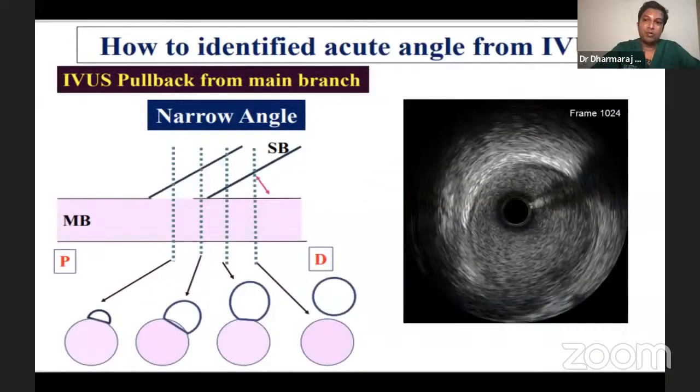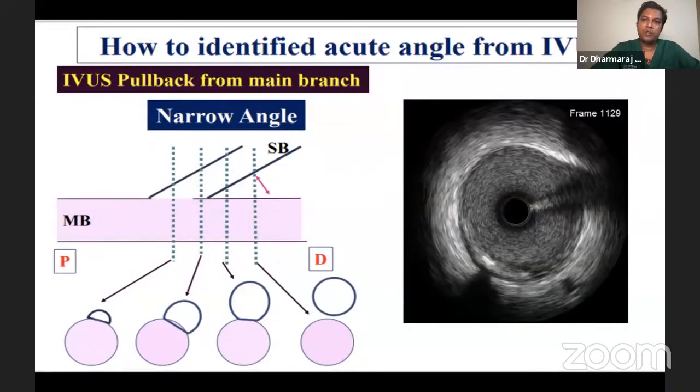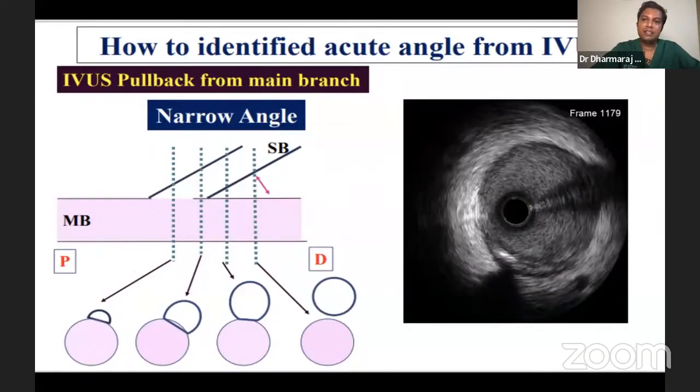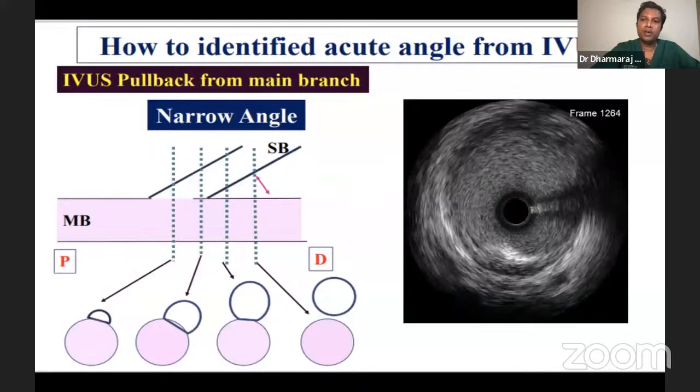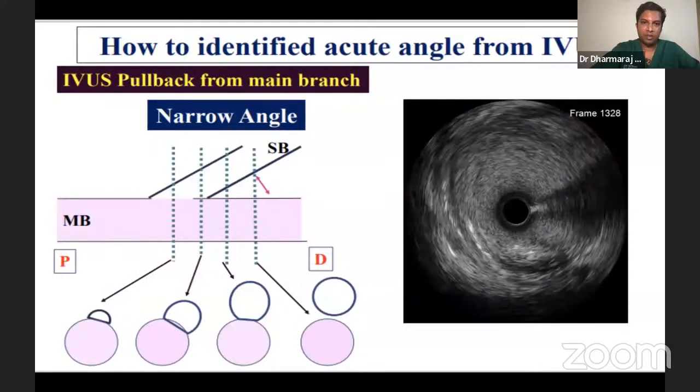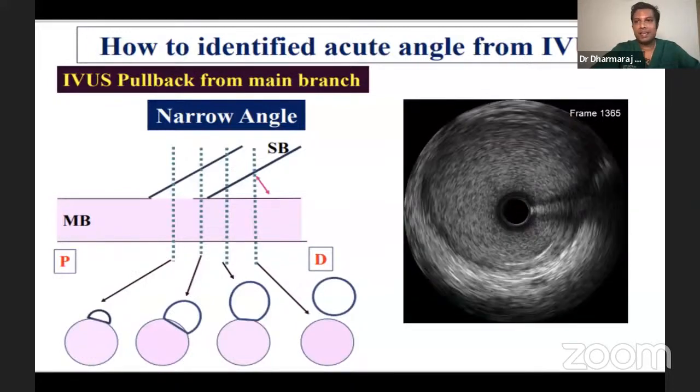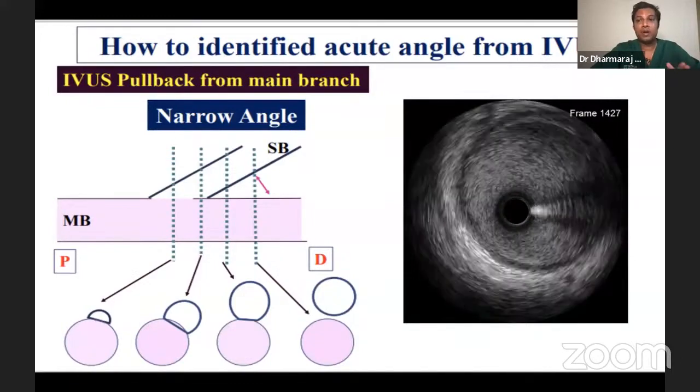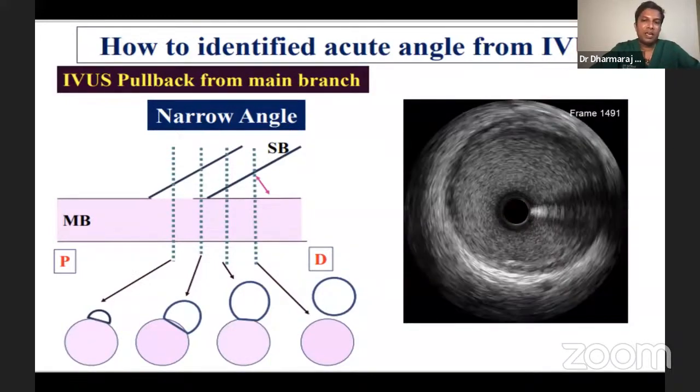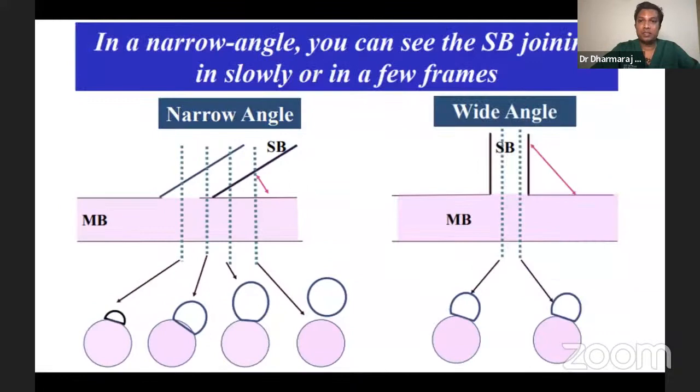So from the IVUS, I noticed something. If you see this IVUS run, you notice that the LAD is taking a very long time to appear and join the circumflex artery. What it means is that the angle of the LAD is actually much narrower than what I thought. If it's a wide angle LAD, as you can see here, if you're doing an IVUS pullback, it will join the main branch in just 1 or 2 frames. But if it's a narrow angle, it will take a very long time.